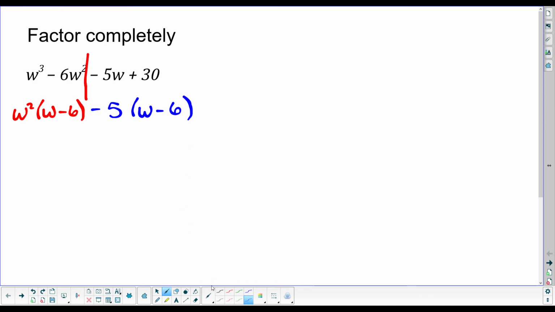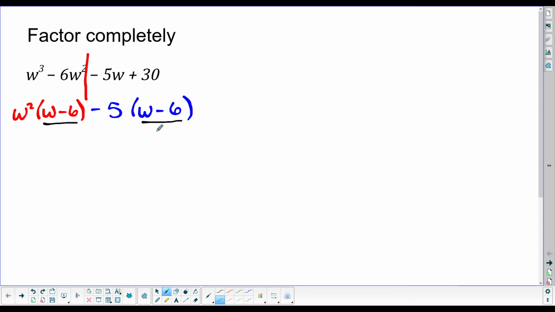Okay, so now we've factored both of those groups. We took the first group and factored it into this, and we took the second group and factored it into this. We notice that they have a common factor, a W minus 6. So this is something times W minus 6 and something else times W minus 6.